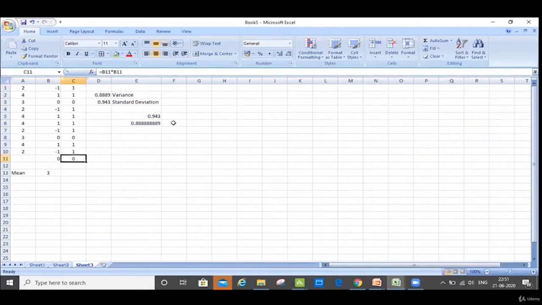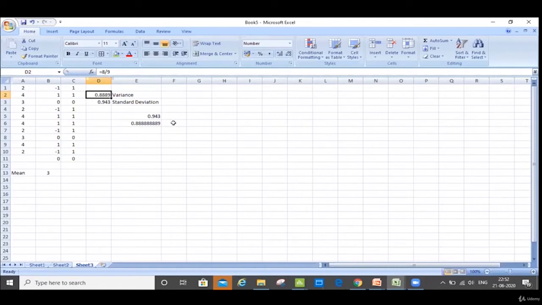So when I did the square of it, then if I want to calculate variance, I sum it up and divide it by n minus 1. Then I get the variance. If I want to calculate the standard deviation, then I have to take the square root of the variance. That's how I'll be able to calculate the standard deviation.